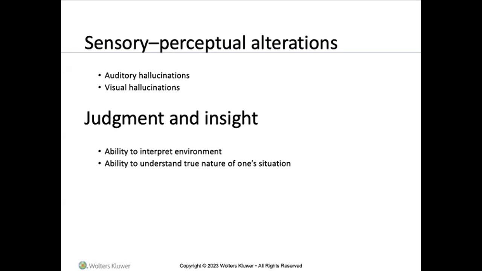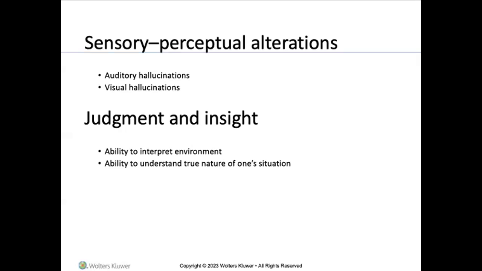Judgment and insight. Judgment refers to the ability to interpret one's environment and situations correctly. How we can test judgment sometimes is we ask somebody, if you found a stamped addressed envelope on the ground, what would you do with it? Somebody with good judgment is going to say, I'm going to put it in the mailbox, right? It's already sealed, it's already addressed, it's got a stamp on it. I'll put it in the mailbox and it'll get to where it's got to go.